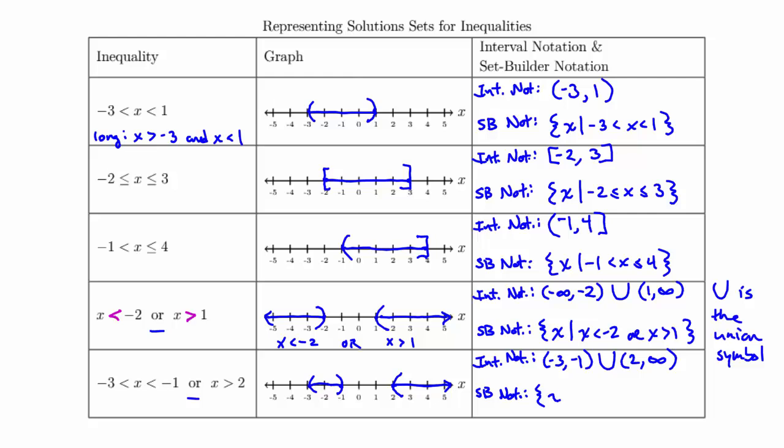As our last part here, writing this in set builder notation, we'll take that inequality and put it into a set. So we'll have the set of x such that -3 is less than x is less than -1, or x is greater than 2, and end it with a set brace.